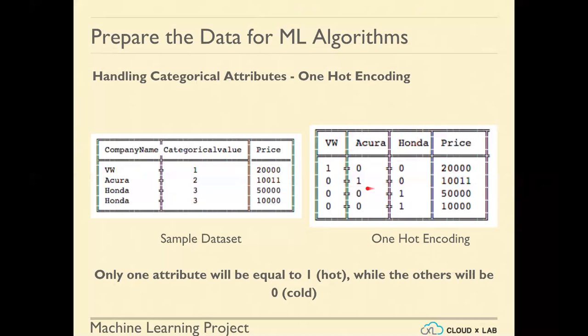For 10,011, it belongs to Acura, so it puts a tick mark there. Similarly here, this one means a tick mark. If the price is 50,000, then the answer is Honda. And for 10,000, again the answer is Honda. So this way it converts the categorical attributes into many columns based on how many distinct values it has, and gives them the 0 and 1 value based on whether a particular record belongs to a particular category. So this is called one-hot encoder, and it's completely okay to use it often.